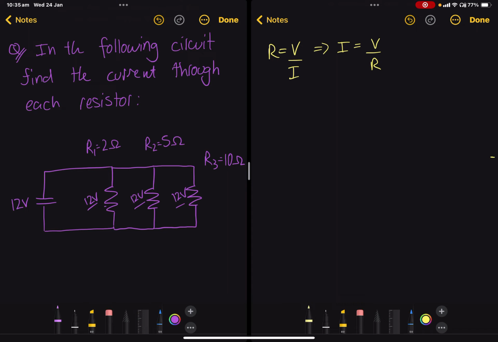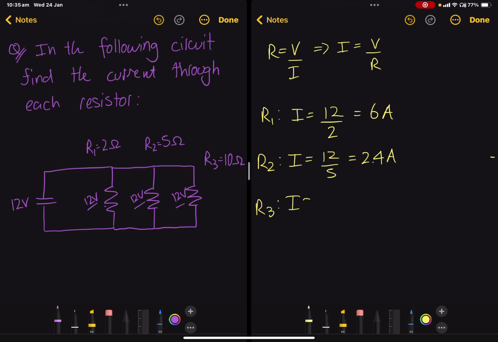So for resistor 1, the current is going to be 12 divided by 2. So this is going to be 6 amps. For resistor 2, the current is 12 divided by 5. So if we decimal approximate this, 12 divided by 5 should give us 2.4 amps. And for resistor 3, the current is going to be 12 over 10, and this will be half of resistor 2. This will be 1.2 amps.